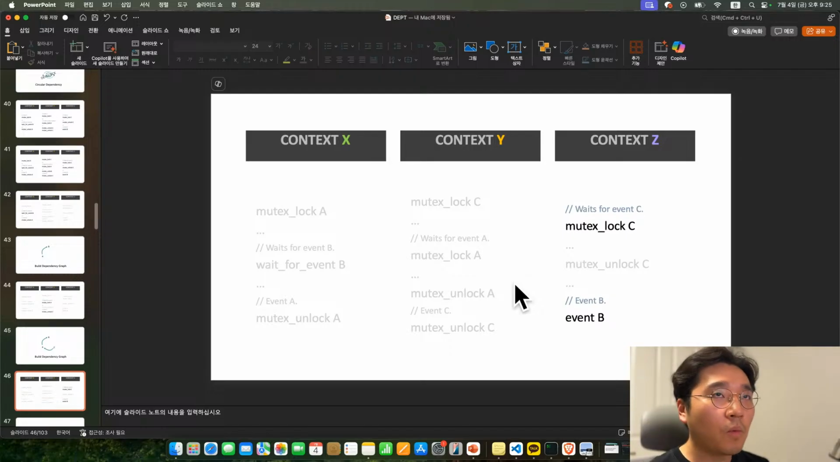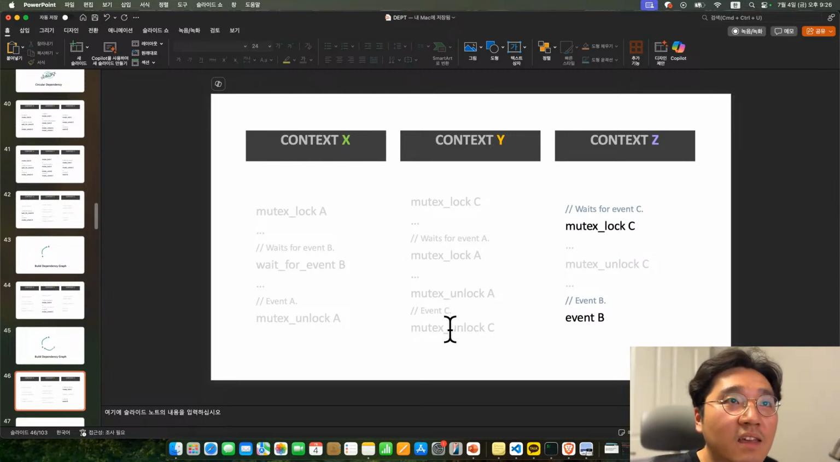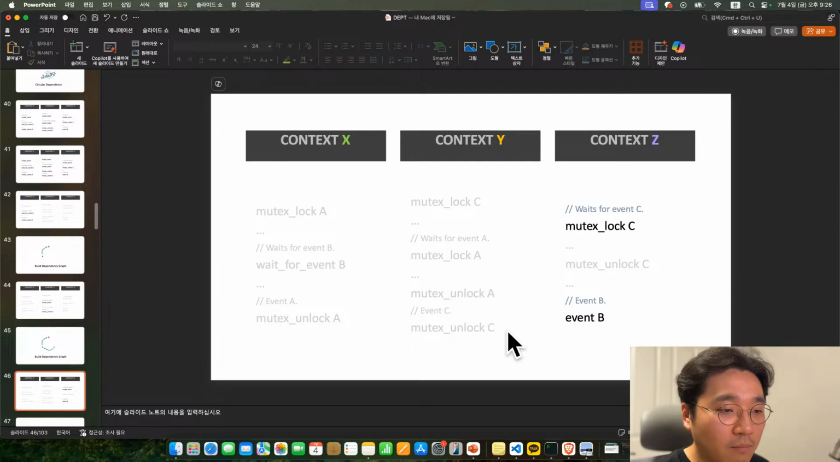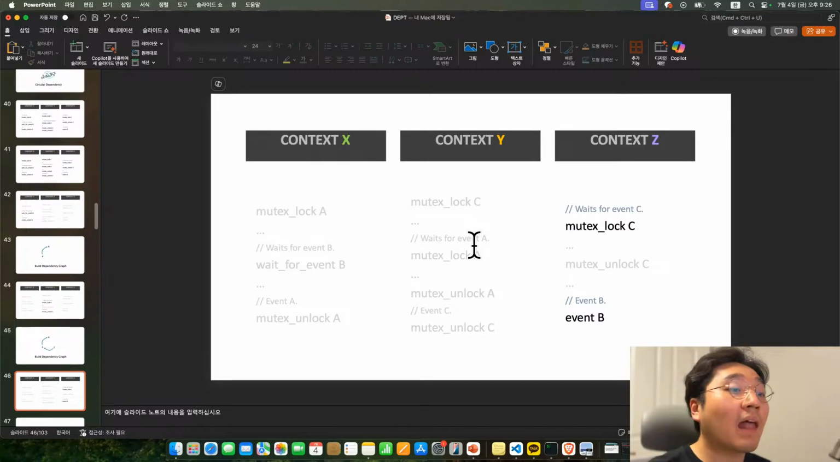And also, in context Z, we can draw a dependency graph. Event B depends on event C, right? Event C is in here, right? The current system's lock depth catches circular dependencies related to locks, right? Holding the lock is the key point for the lock depth, right? Right. Core concept. Thank you for the summary.